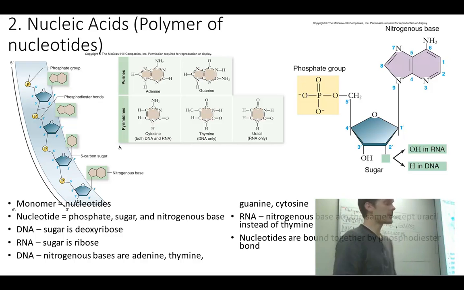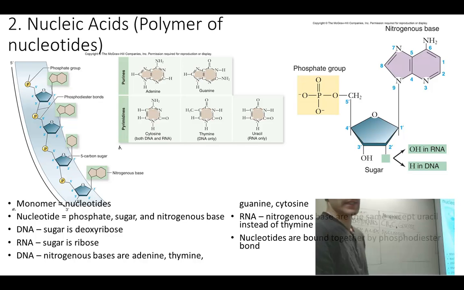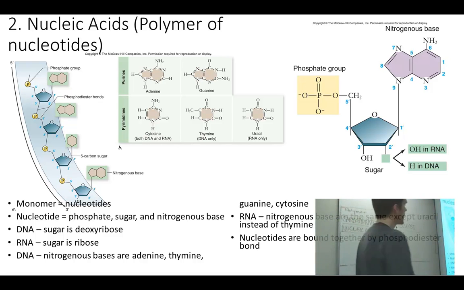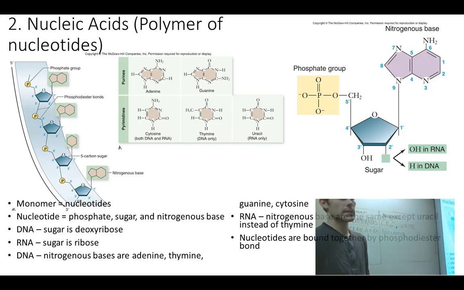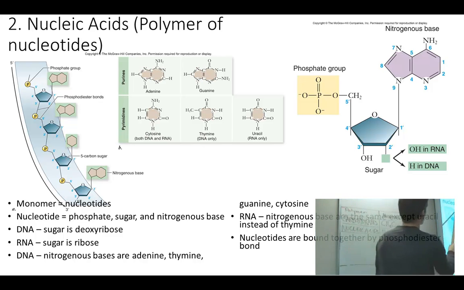These are bound together in a bond called a phosphodiester bond. Okay, and so that's what this is here. That bond is called an ester bond. You have a phosphorus in the middle, so it's phosphodiester. Okay, all of these then are nucleotides, and they're bound together.